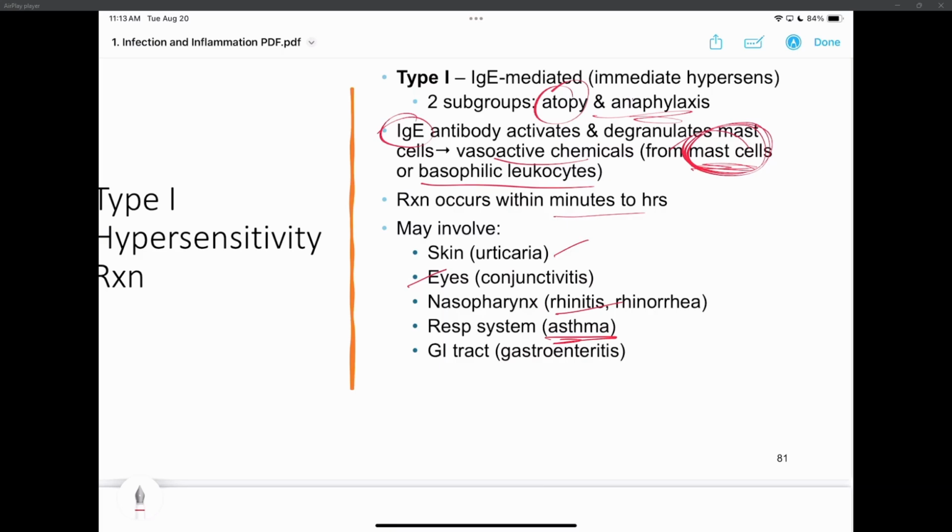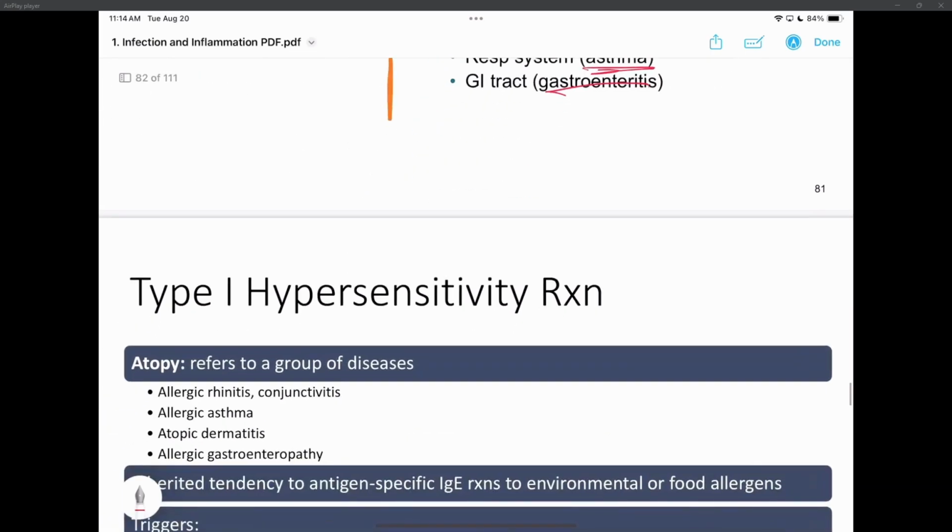There are allergy tests, the patch test. They're trying to see which ones cause the localized reaction. You see the skin getting really inflamed and red because you're allergic to that stuff. Gastroenteritis is also a sign of allergies. It can happen as well.